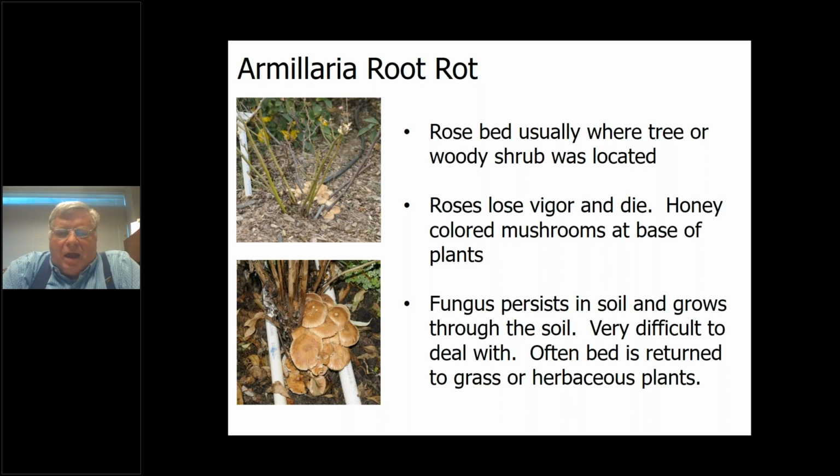Another problem that is becoming an issue both in the Southeast and in California is Armillaria Root Rot. This will take out large trees, hydrangeas, azaleas, rhododendrons, roses, practically any plant that's not a grass or herbaceous. And you often will see honey-colored mushrooms at the base of the plant, as what you see in these photos here. Roses will lose their vigor and die. They can die rather rapidly. This fungus persists in the soil and you can't get rid of it. It's very difficult to deal with.